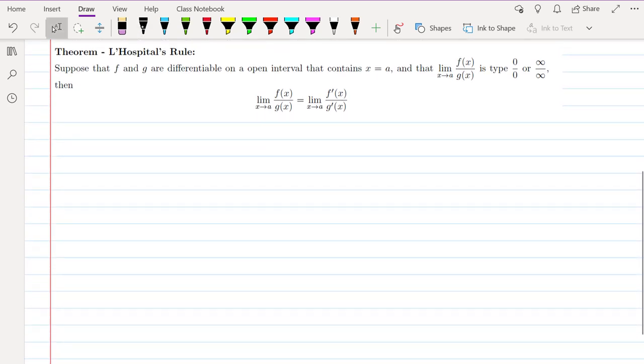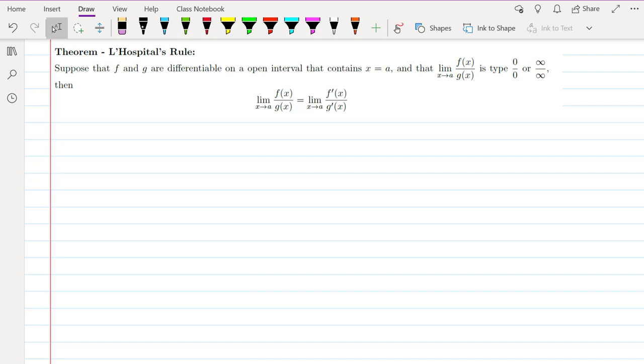So suppose that f and g are differentiable on an open interval that contains x equals a, and that the limit as x goes to a of f of x over g of x is type 0 over 0 or infinity over infinity. Then the limit as x goes to a of f of x divided by g of x is equal to the limit as x goes to a of f prime of x divided by g prime of x.